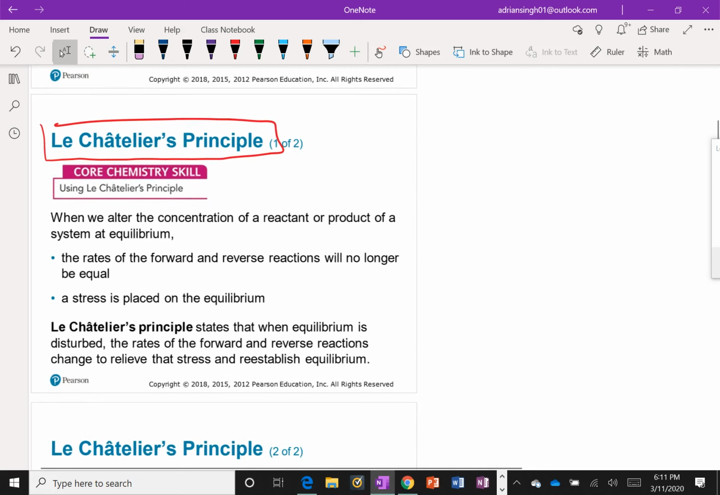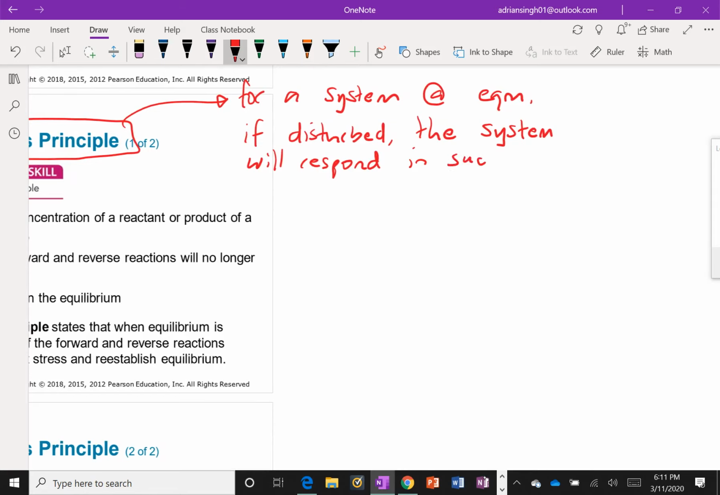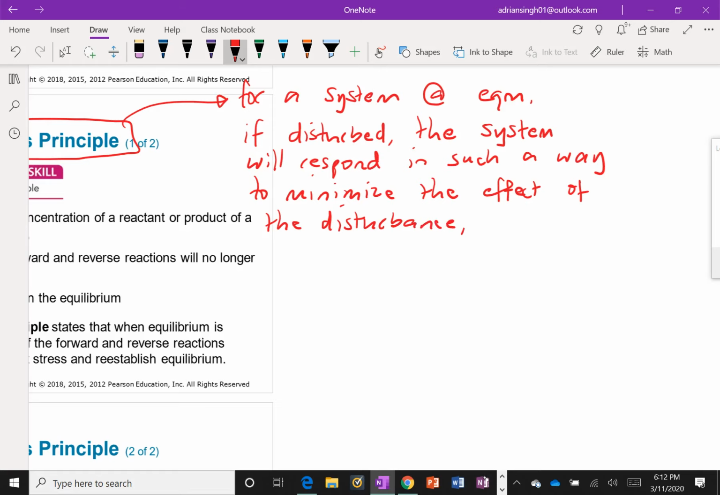So let me rewrite that in a maybe more user-friendly way. For a system at equilibrium, and that's the key thing, it has to be at equilibrium to begin with, if disturbed, the system will respond in such a way to minimize the effect of the disturbance, and as a result it will establish a new equilibrium.